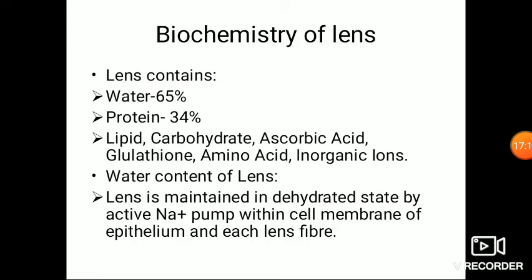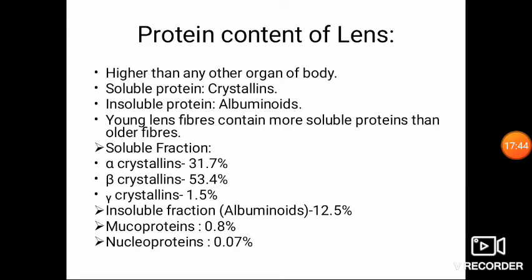Biochemical composition of the lens. It has 65% water, protein is about 34%, and the other contents are lipid, carbohydrate, ascorbic acid, glutathione, amino acids and inorganic ions. The water content of the lens is maintained in a dehydrated state by the active sodium pump within the cell membranes of the epithelium and the lens fibers. Protein content of the lens is higher than any other organ of the body.